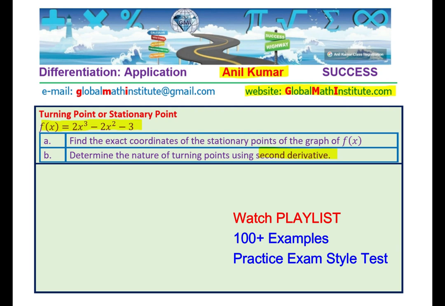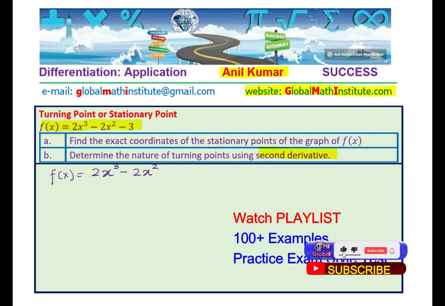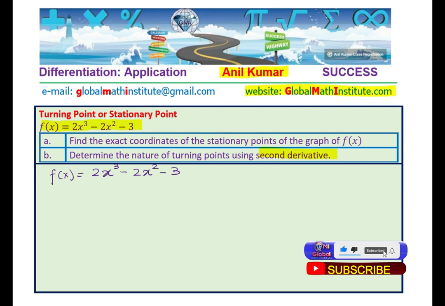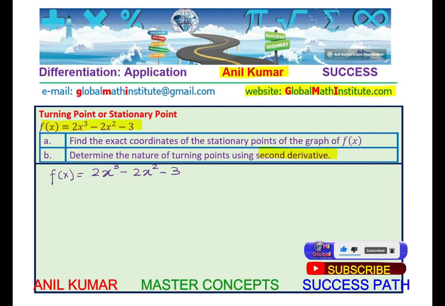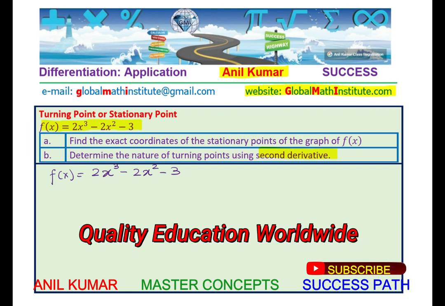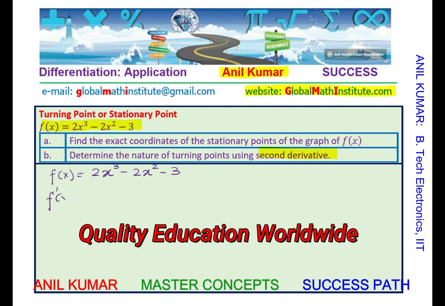We are given the function f of x, which is 2x cubed minus 2x squared minus 3. To find the stationary points, we need to find the gradient function, which is basically the derivative. So f prime of x, the derivative, will be what? We are going to use the power rule.